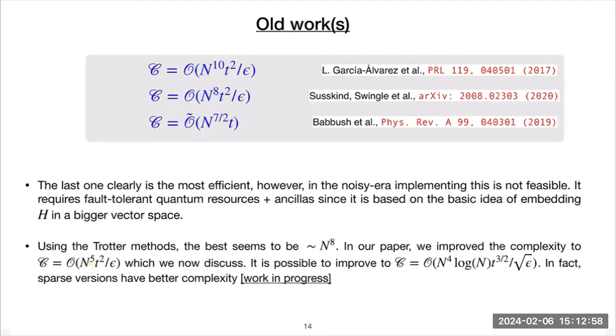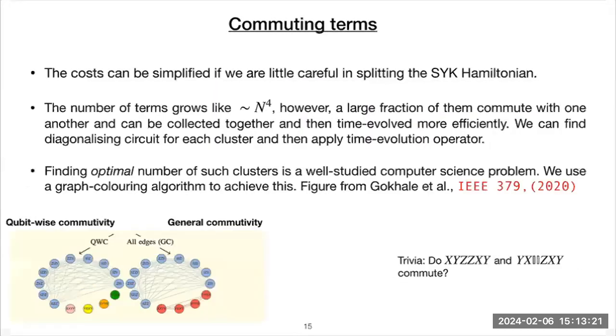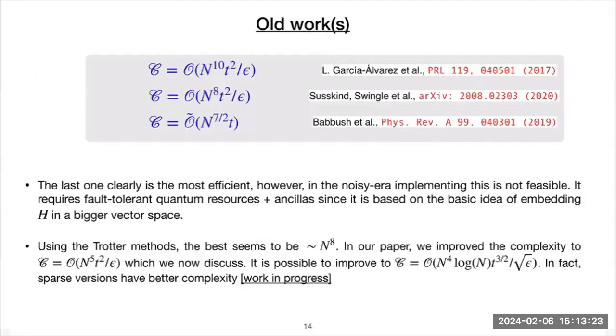So instead of n to the 10, n to the 8, we now just need n to the 5 t squared by epsilon number of gates to simulate any n-fermion SYK model up to a time of t, where the gates used have an error of epsilon. There's also a possibility of improving this, and this is a work in progress, so I won't say much about that. How do we reduce the terms?